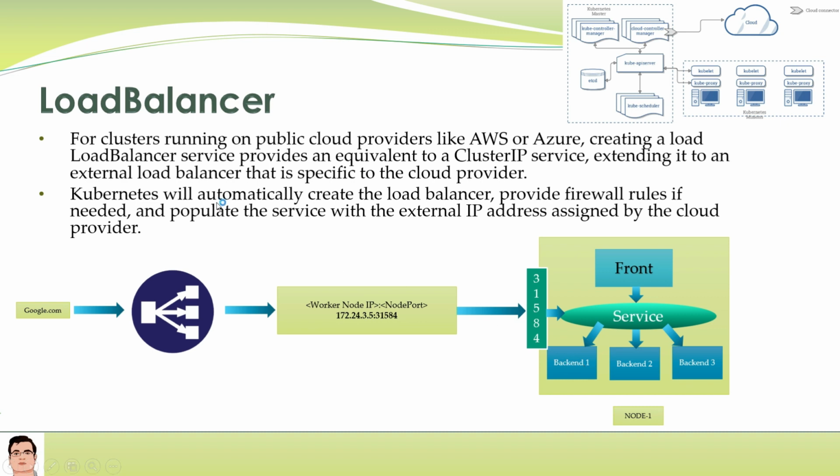Okay, so Kubernetes will automatically create a load balancer and provide the firewall rules if needed, and populate the service with the external IP address assigned by the cloud provider. So you can see this particular architecture. In the Kubernetes master or Kubernetes cluster, you can say we have one cloud controller manager which creates the load balancer in the cloud.